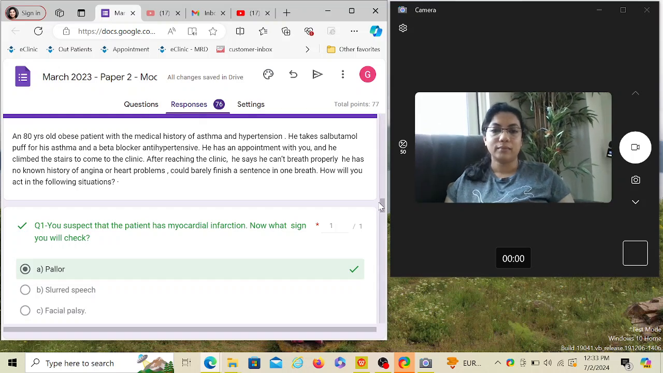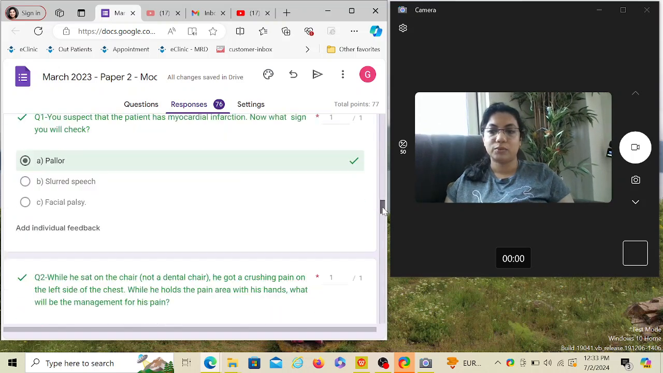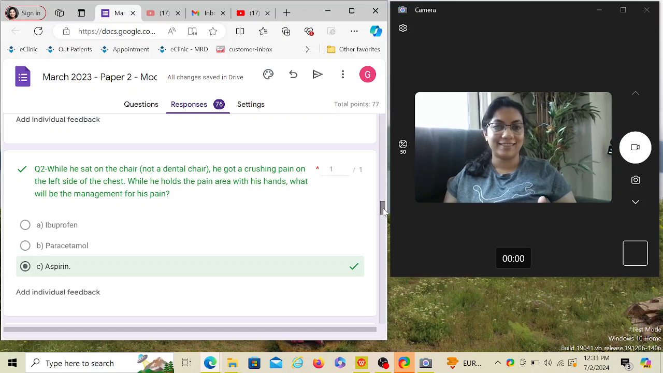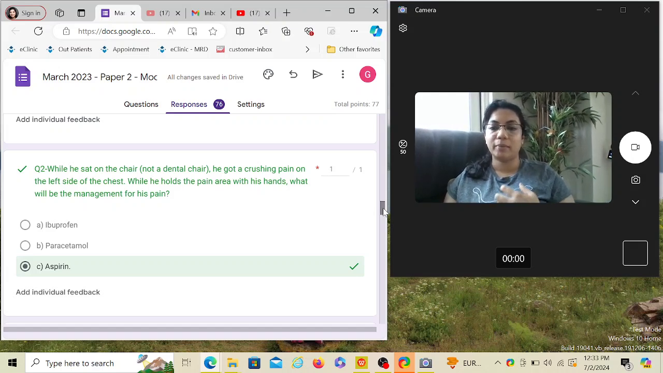Now coming to the next question. While he sat on the chair, not the dental chair, he got a crushing pain on the left side of his chest. While he holds the pain area with his hands, what will be the management for this patient?